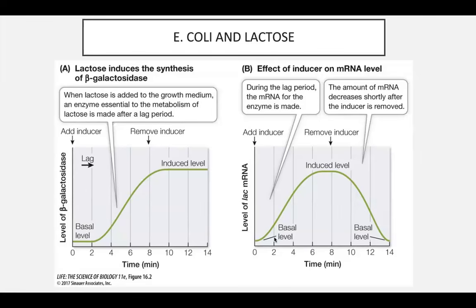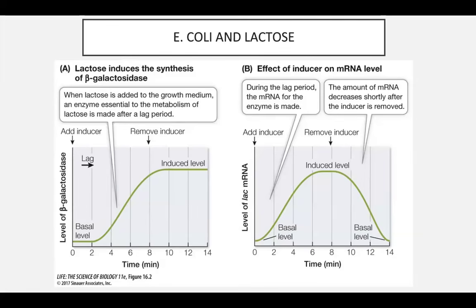During this lag period, the mRNA for the enzyme is made. Now you have a specific level necessary. Because of the increased lactose in the environment, you have increased beta galactosidase. But once you remove the inducer, in this case once you remove lactose from the growth medium, the amount of mRNA also decreases because now you don't need lactose anymore. The only reason you had beta galactosidase in the first place was because there was an increased amount of lactose in the environment.